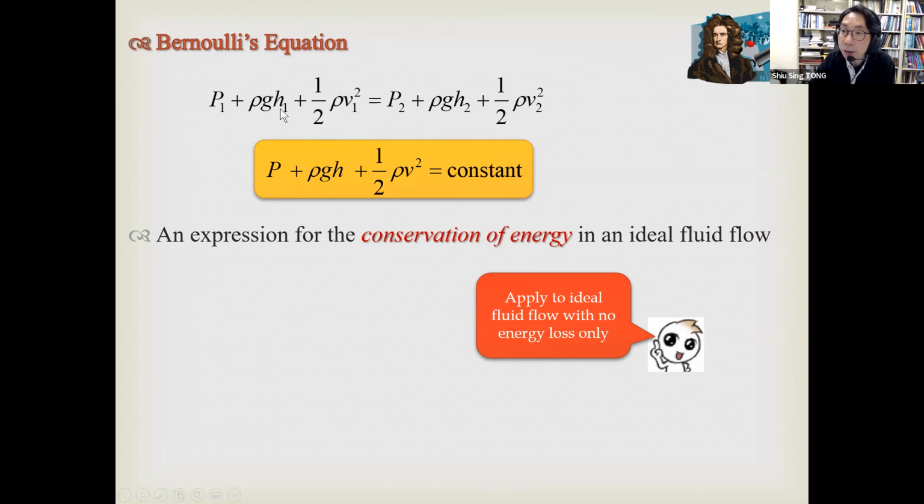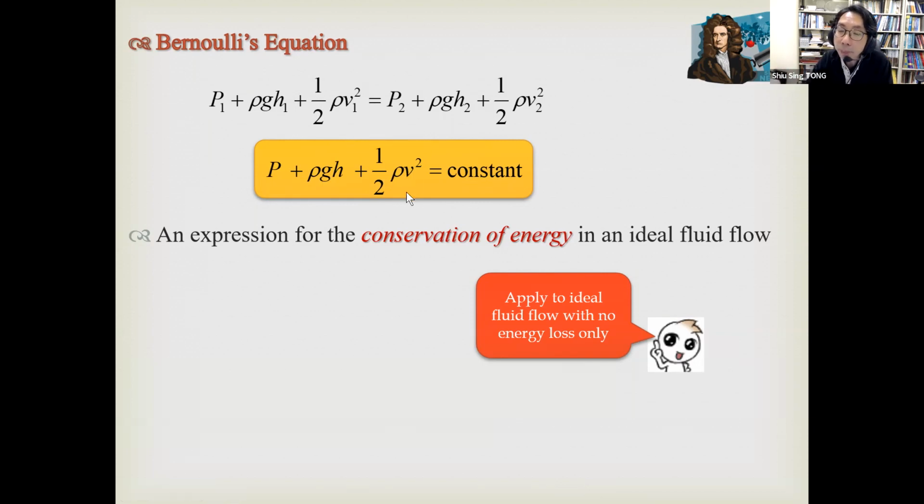Now the quantities with index 1 are just the quantities at the left-hand side of the fluid column, and the quantities with index 2 are just the quantities on the right-hand side of the liquid column. So this combination of quantities on the left-hand side is equal to the same combination on the right-hand side. But the two sides are chosen arbitrarily. So that means this sum, P plus rho g h plus half rho v squared, is constant along the streamline.